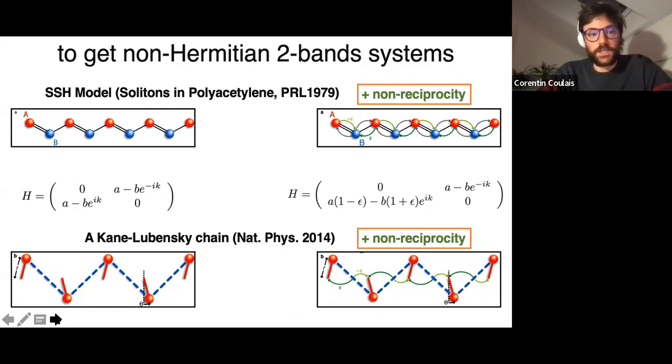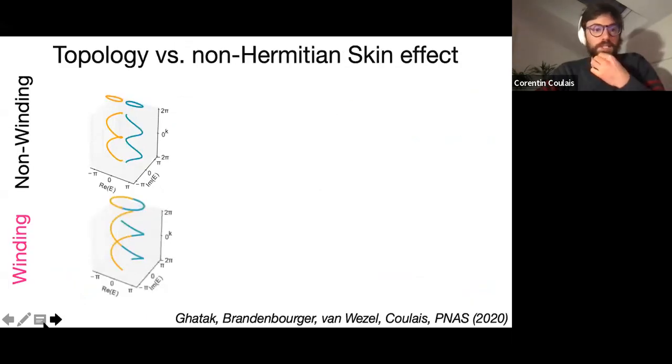And then you can ask yourself, now that I have these complex eigenvalues, I can define a winding number based on how my eigenvalues wind around one another in the complex plane.